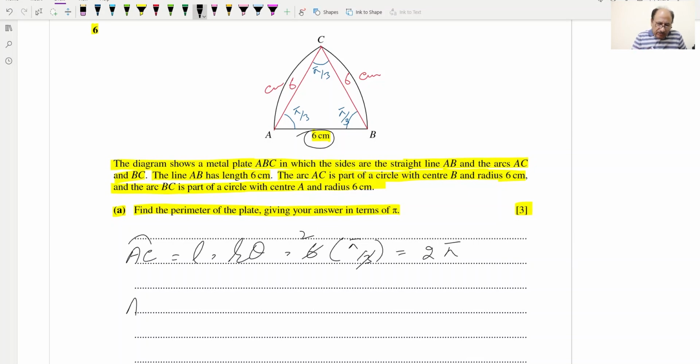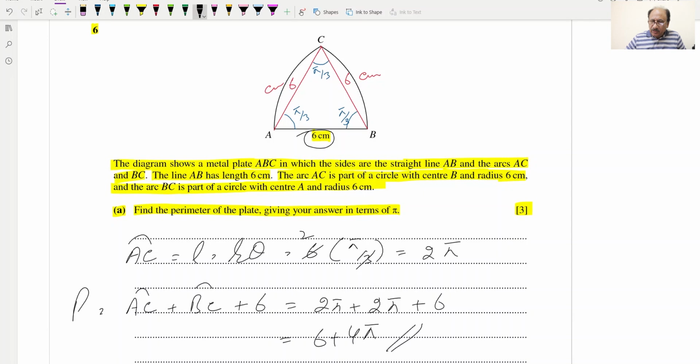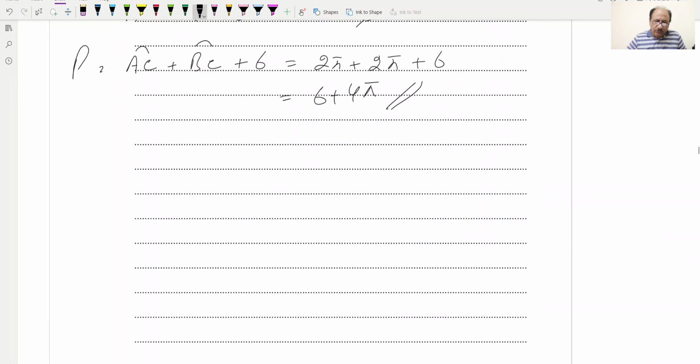Now arc AC plus arc BC plus 6 will be the perimeter, so we can write this as 2 pi plus 2 pi plus 6, and this will be equal to 6 plus 4 pi, and this will be our answer in terms of pi. Hopefully you understood this.